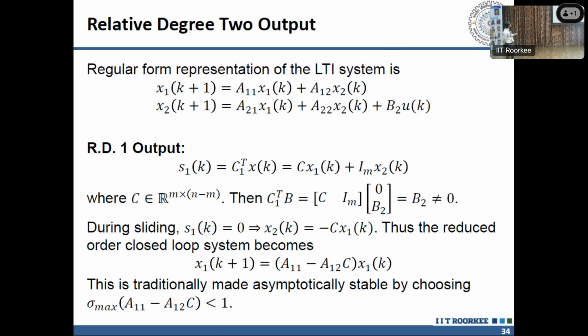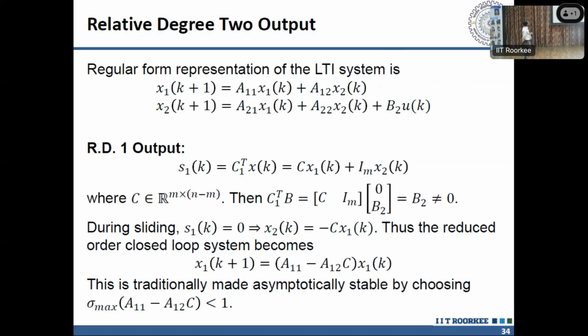In this equation, we will have the relative degree 1 sliding variable. When it is sliding, we have this sort of relationship between x2 and x1, and with the help of this relationship, you get the closed loop or reduced order system by putting back x2k as minus C x1k. This is the dynamics, and if you have a controllable system, you can easily set your C in such a way that you will be able to place the poles of this matrix within the unit circle, and that will guarantee asymptotic stability of the reduced order system.